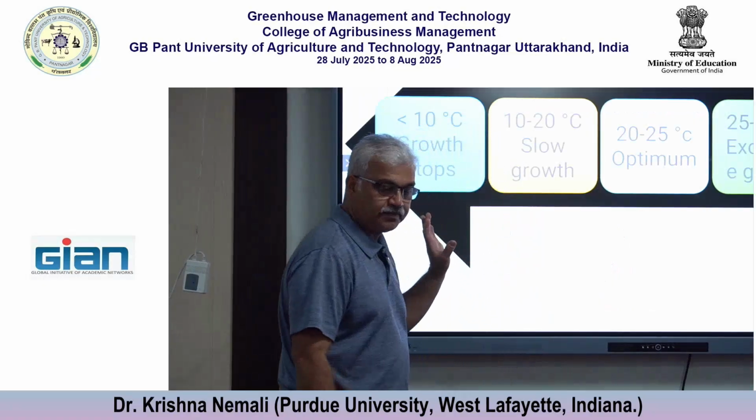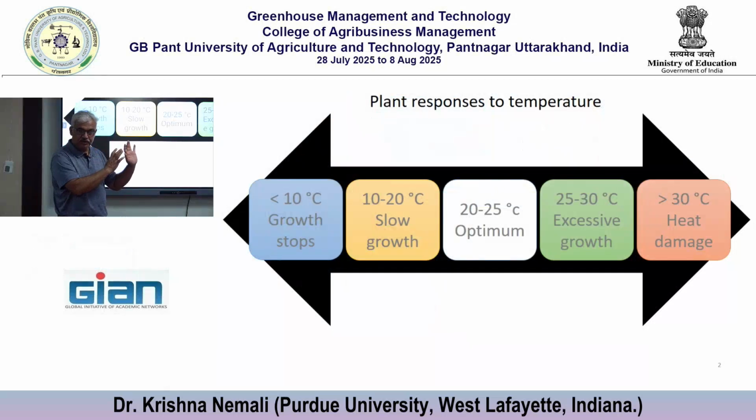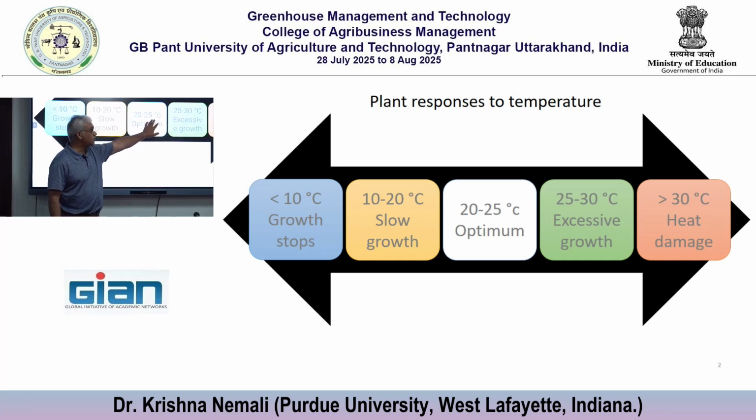So I have a generalized sort of model here. This shows how temperature affects plant growth. Let's start from the optimum. What is the optimum temperature for plants? 20 to 25 degrees Celsius.